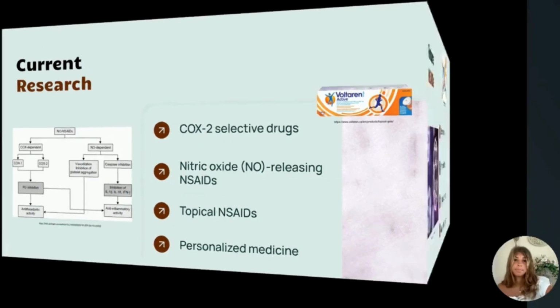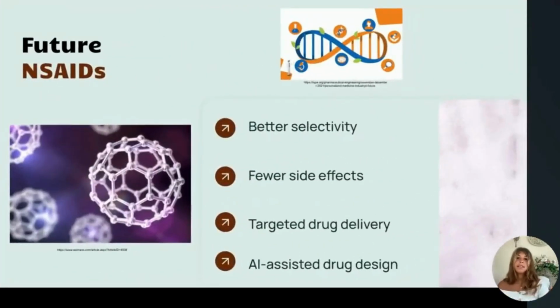Scientists are continuing to improve NSAIDs. One goal is to make drugs that only block COX-2 while avoiding COX-1 even more than current medications. Researchers are also studying nanoparticles that deliver medicine directly to inflamed tissues. This could reduce side effects because less medicine reaches healthy parts of the body.